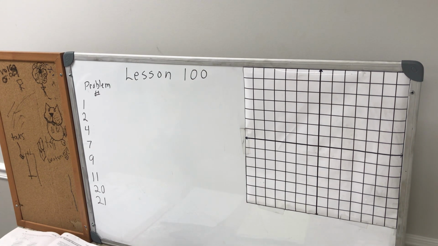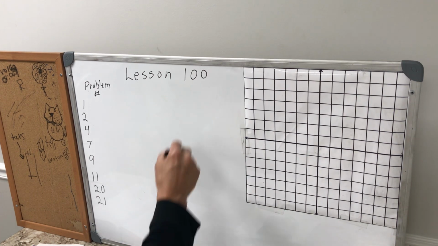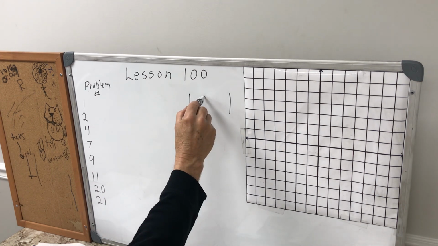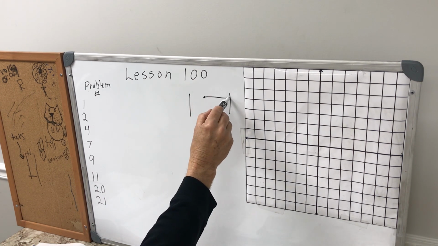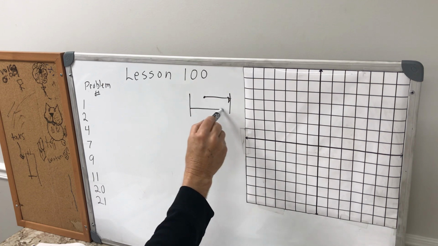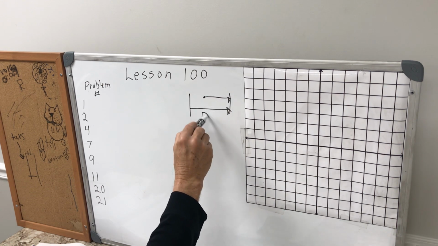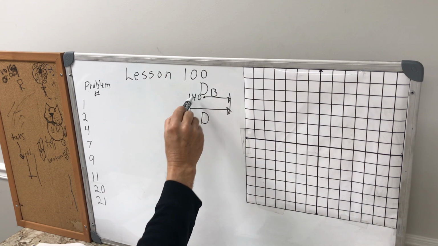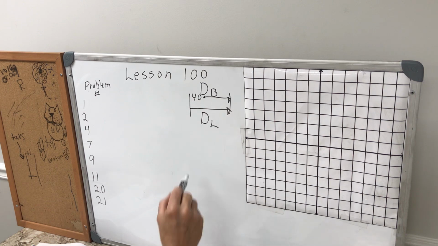All right, here we go. Problem number 1, lesson 100. Bosch had a 40-meter head start, and Luis is trying to catch up. This is a distance problem, and Bosch had a 40-meter head start. So in other words, he started off here 40 meters ahead of Luis. Distance of one, distance of the other. This is Bosch. He started here, 40. I'm going to fill that in so we understand that, and this is Luis.